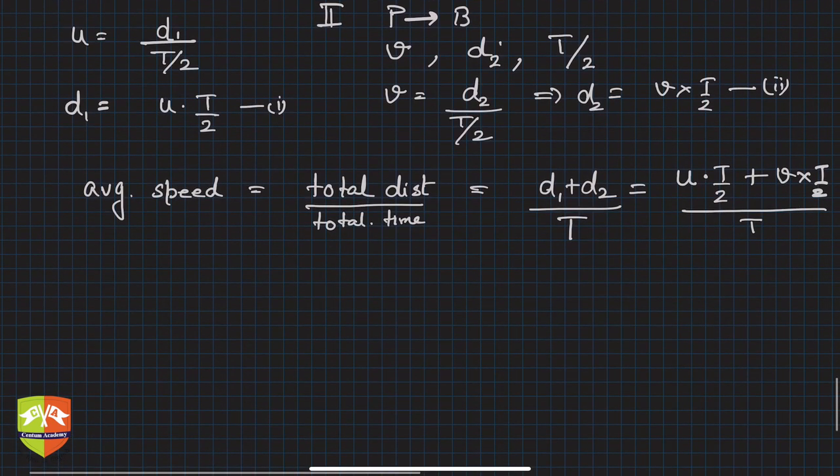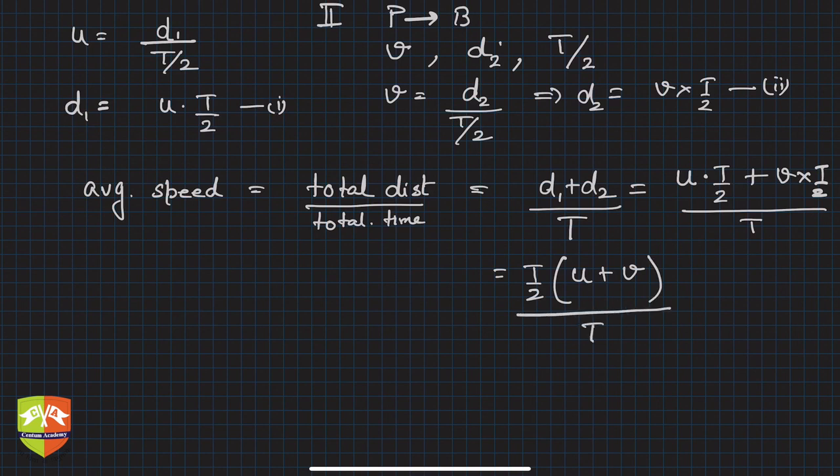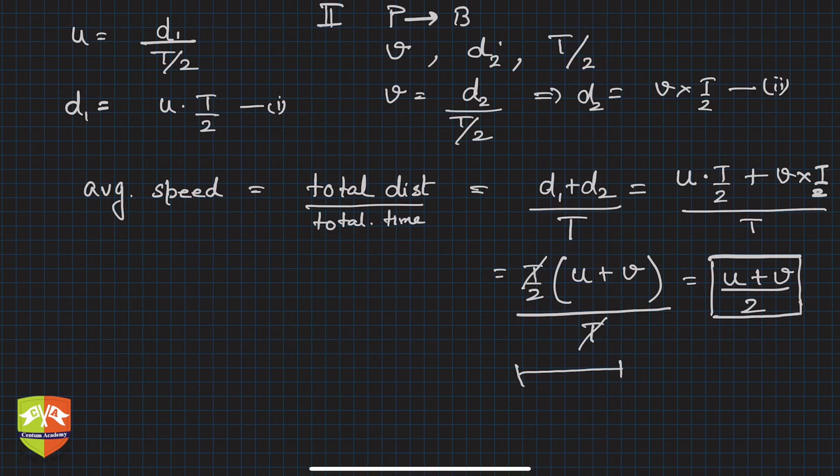I hope this exercise is clear. Now you can take T by 2 as common, and there is u plus v in the numerator and T in the denominator. If you cancel this T and this T, you will get u plus v by 2. And dear friend, this is the average speed. If the time span is the same, the average speed is nothing but the mean of the two speeds. If the car goes in the same time from one point to the other with u, and from this point to the other with v, the average speed for the entire journey will be u plus v by 2.